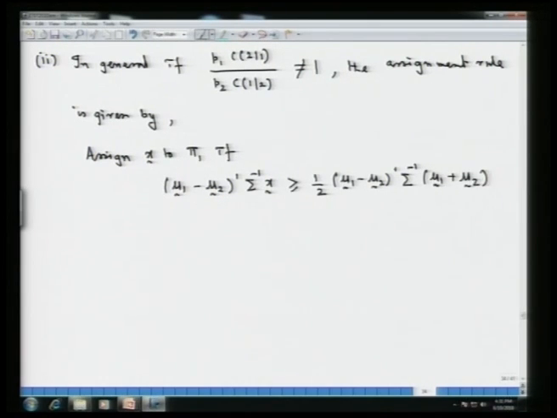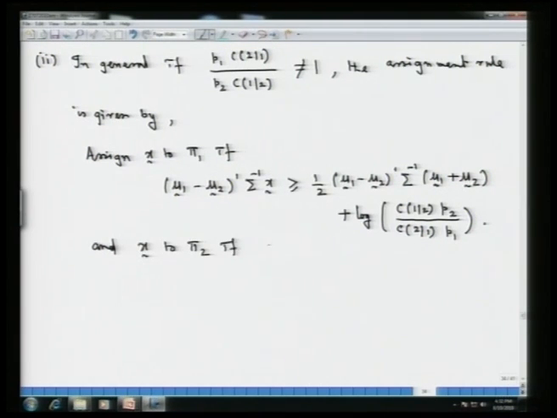Up to this particular term we had in the previous example wherein this ratio was assumed to be equal to 1. Now, there is a constant term, log of that term still remains in this particular expression, and hence in the general situation just this term is added to the previous term, C 1 given 2 times P 2, divided by C 2 given 1 times P 1, and x goes to pi 2 if this quantity is less than the right hand side.